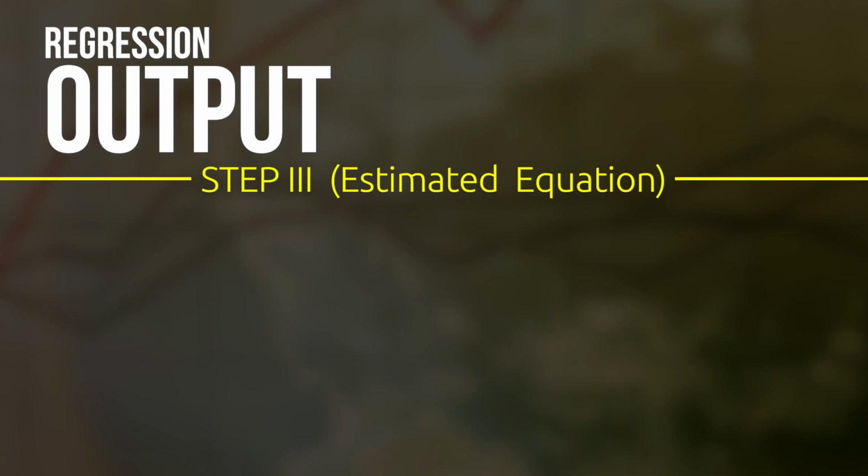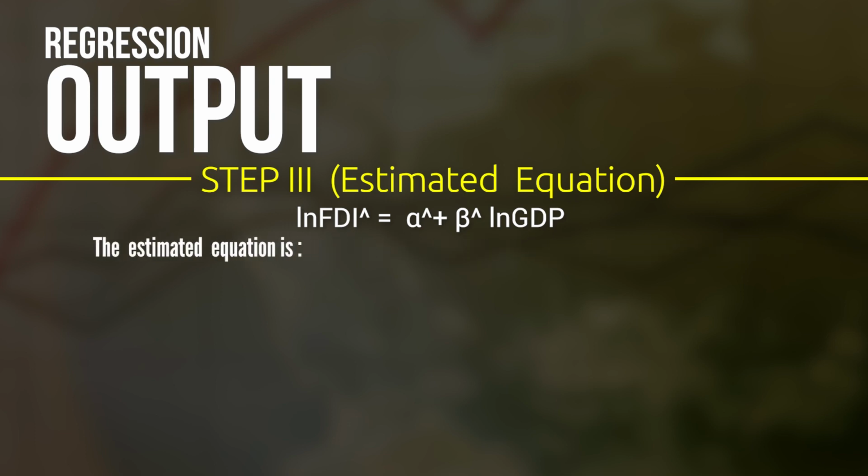So in this particular equation, we observe that ln FDI hat, which is the predicted value of the dependent variable, is equal to alpha hat plus beta hat ln GDP, where ln GDP is the independent variable. Now, as per our numerical results, we observe that alpha hat is 2.24, which is the estimated value of the intercept, and the beta hat value is 0.45, which is the slope coefficient of this equation.